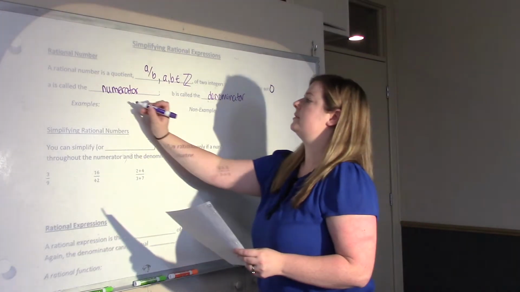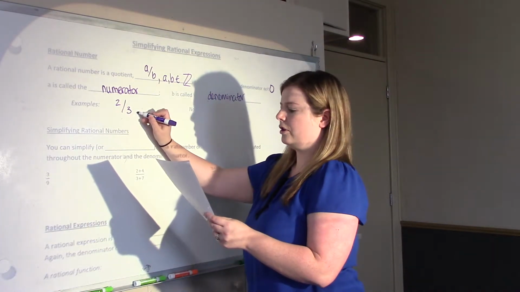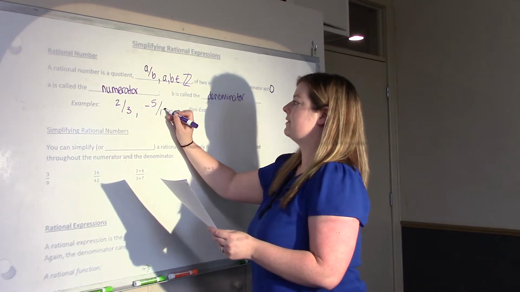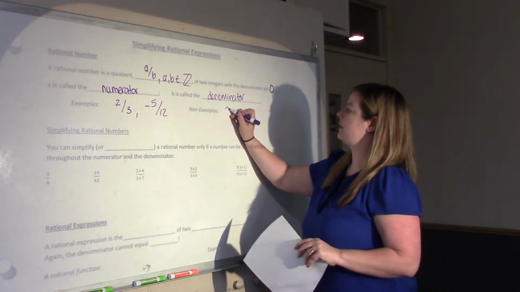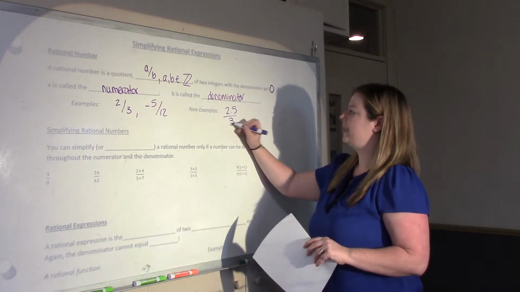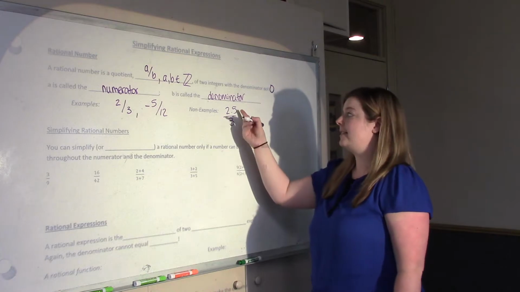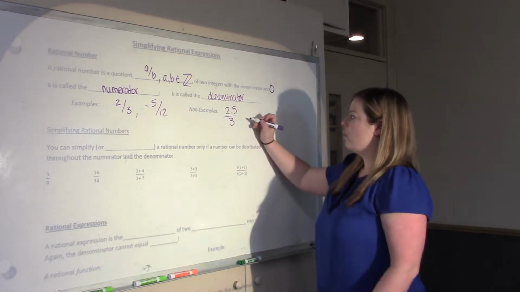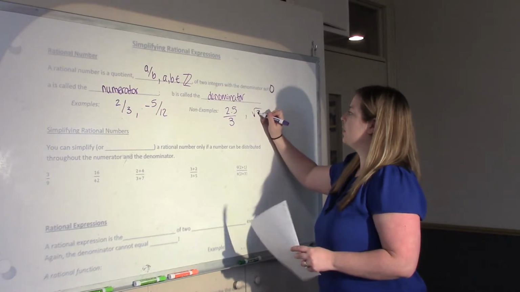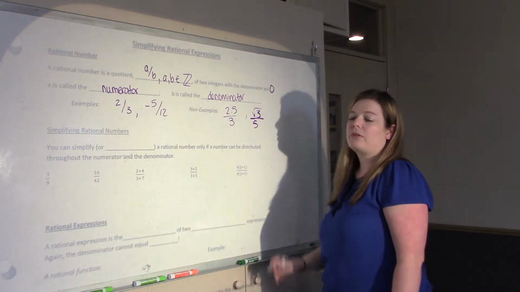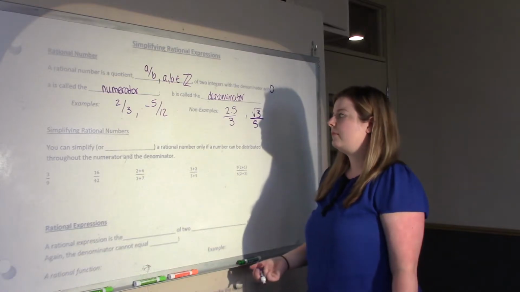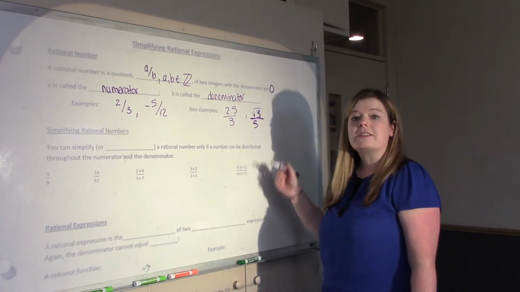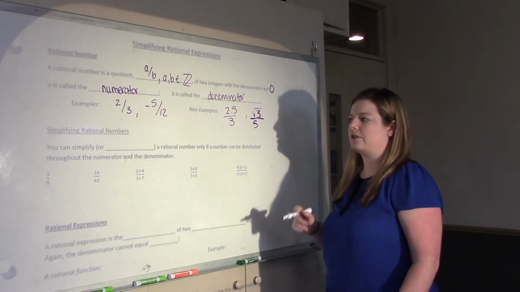Okay, so examples would be like 2/3 or minus 5/12. A non-example would be something like 2.5 over 3. Okay, that is not an integer, so that is not a rational number. Or something like root 3 over 5. Again, root 3 is not a rational number. So, root 3 is not an integer, so therefore this is not a rational number.